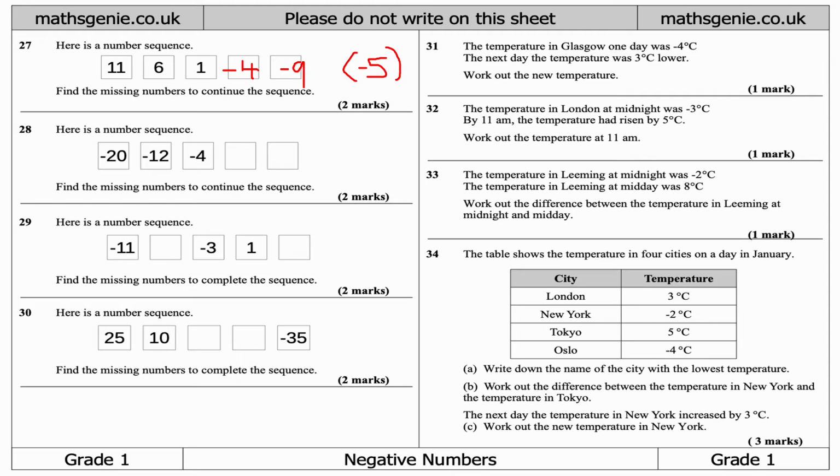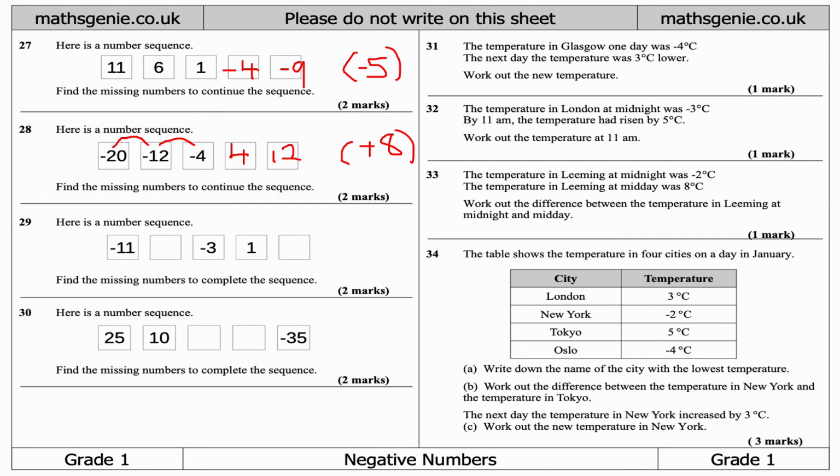Okay, for that one. Question 28, here is a number sequence, minus 20, minus 12, minus 4. Now here I'm actually adding 8 each time because the next term is getting bigger each time. So, minus 20 plus 8 is minus 12, minus 12 plus 8 is minus 4, minus 4 plus 8 gives you 4, and then 4 plus 8 is 12.